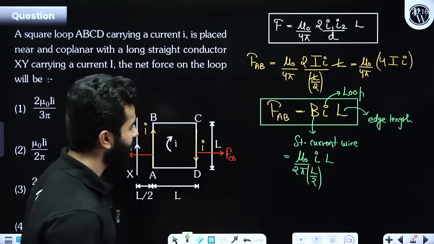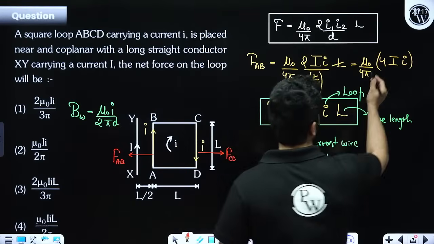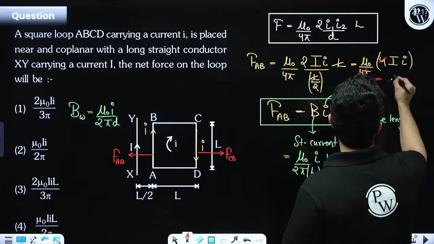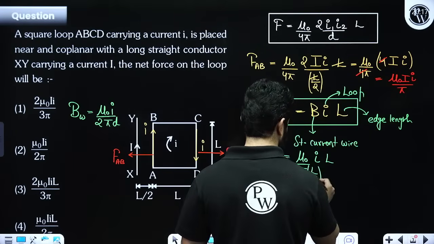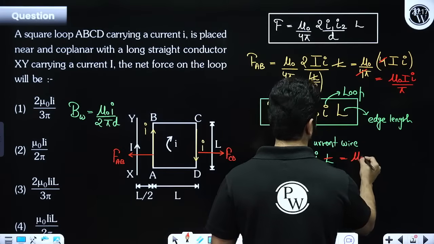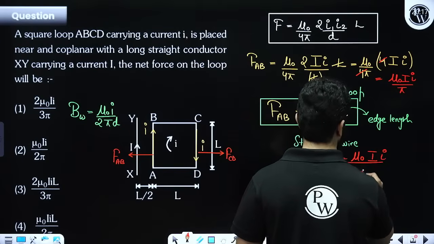I think we are getting the same answer, na? There is no difference. Tell me, dosto. We were getting mu naught I divided by pi, and in the second one we were getting mu naught I divided by 3 pi. I think in the second one we might have done some mistake here. It was absolutely correct. Our answer was absolutely correct. I thought we have done some mistake, but in this also we were getting mu naught capital I small I divided by pi, and over here also we are getting the same answer. Mu naught capital I small I divided by pi.